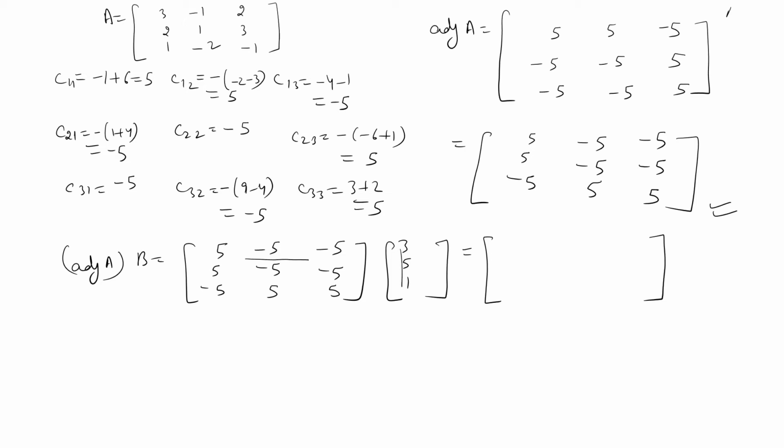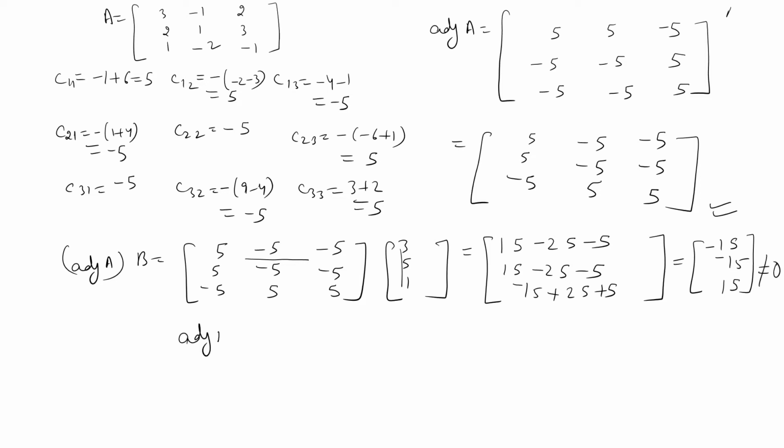So it is 15 minus 25 minus 5, it is 15 minus 25 minus 5, it is again minus 15 plus 25 plus 5. So it turns out to be minus 15, this is also minus 15, and this is 15. So you find that it is not a null matrix, right? So adjoint of A into B here is not equal to 0.